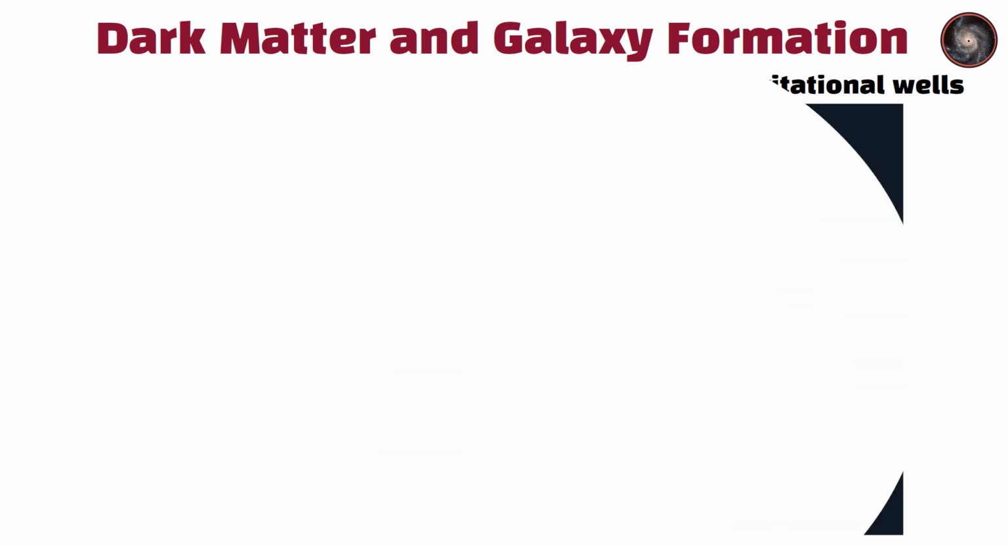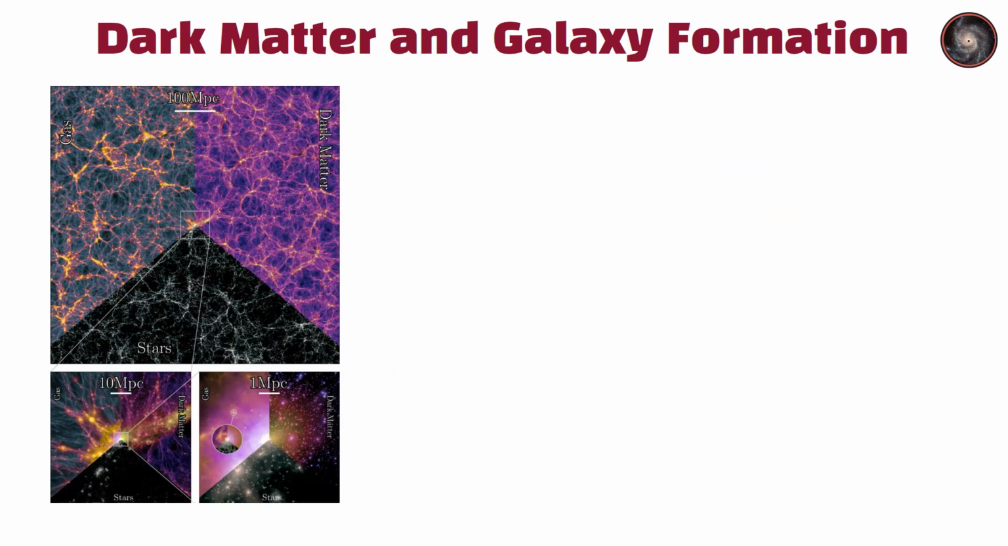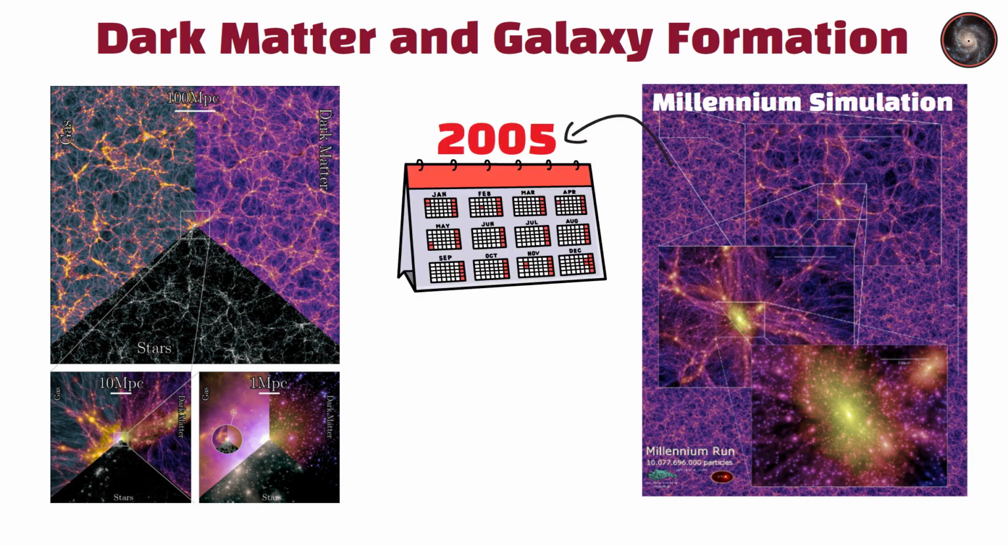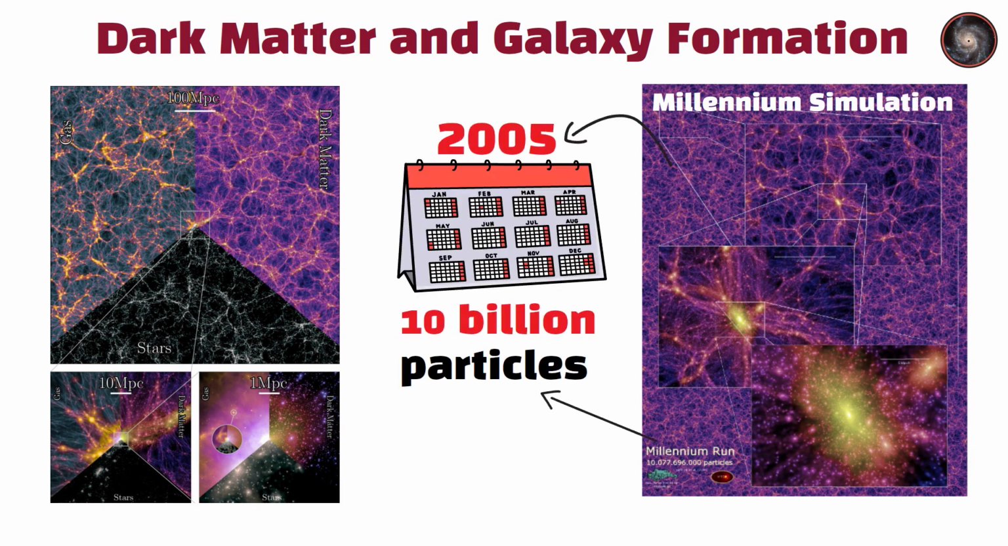Computer simulations show how dark matter guides cosmic structure formation. The Millennium simulation, completed in 2005, used over 10 billion particles to model dark matter's evolution. Its results closely match observed galaxy distributions.